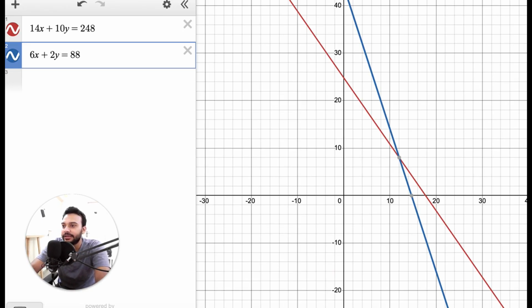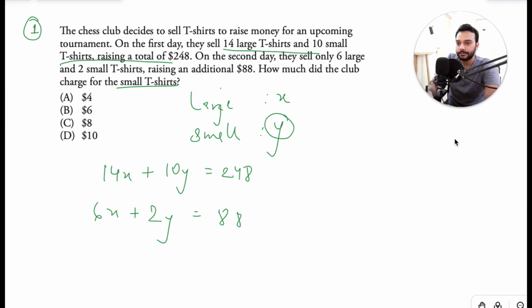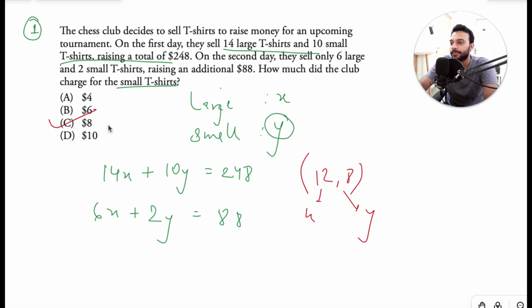Okay, 12, 8. Let's head to zoom again. So the answer is 12, 8. 12 is X, 8 is Y. So the answer is option C, $8 for a small t-shirt. Okay, so this was a combination of manual mathematical solving and DESMOS, which makes it solvable in under 30-40 seconds. Yep, max. Okay, let's go ahead to the next one.